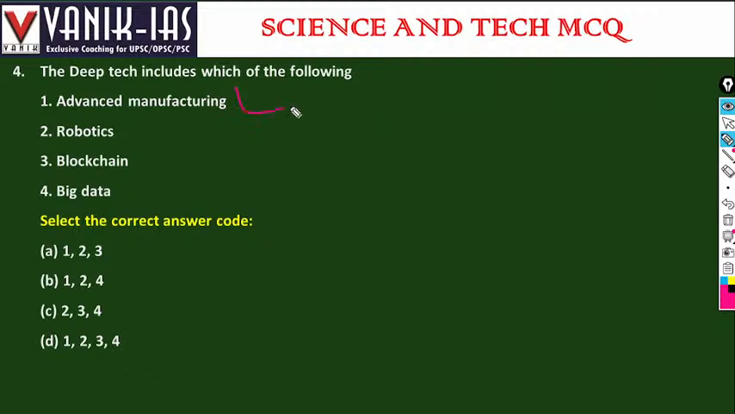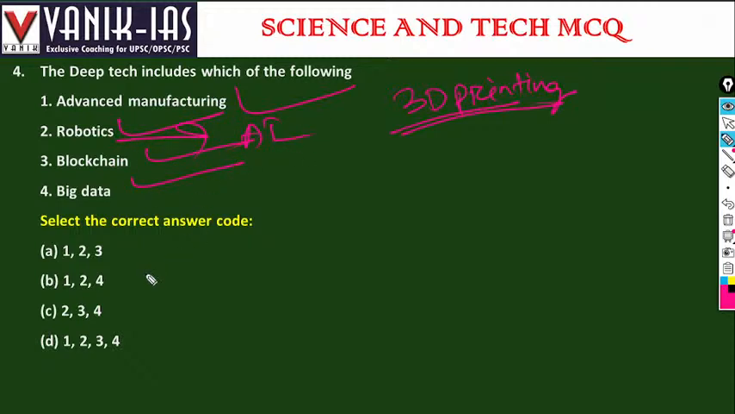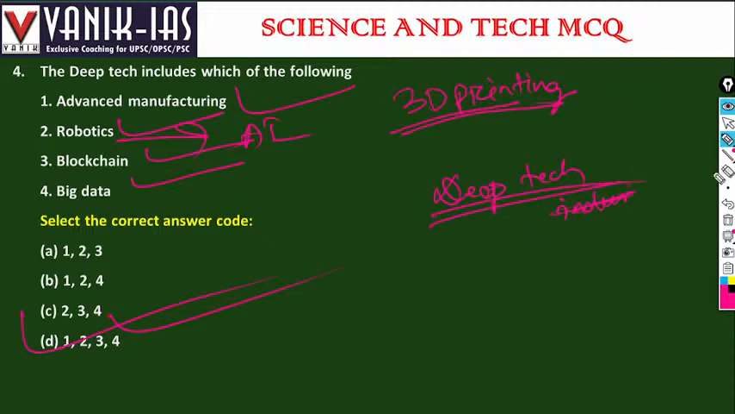So advanced manufacturing, for example, 3D printing, is a mode of advanced manufacturing, or robotics based on artificial intelligence, or blockchain, or big data. These are all advanced manufacturing. So all of the options are right regarding deep technologies.